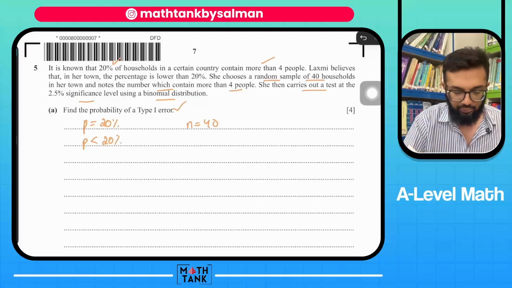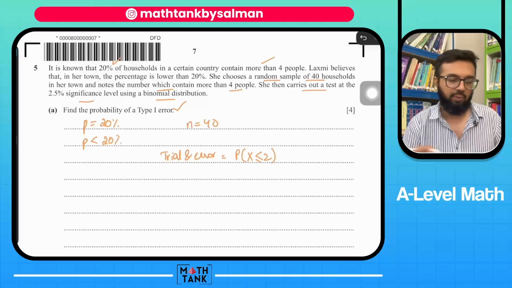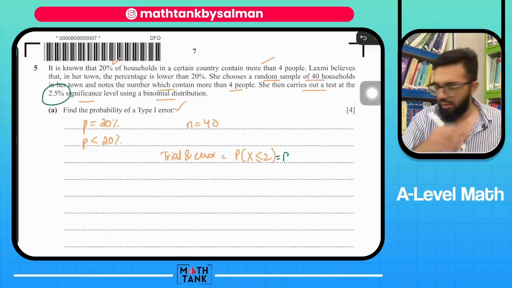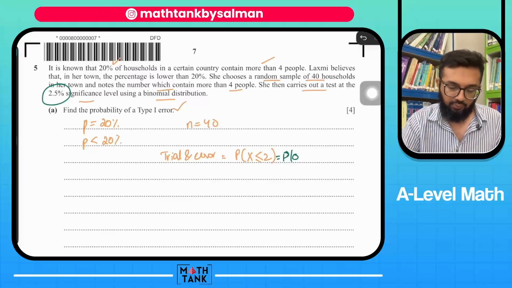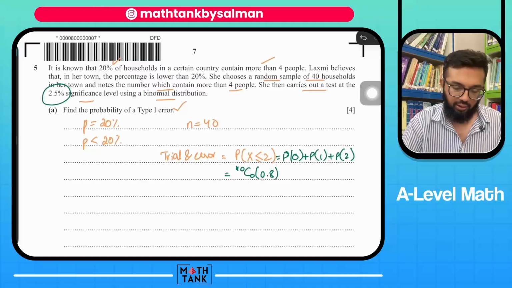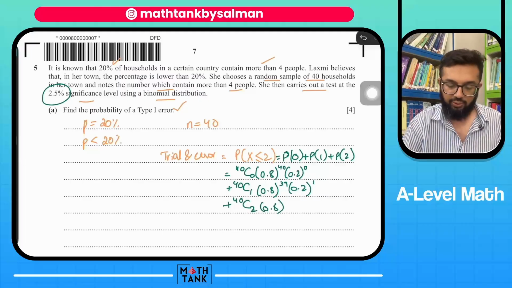So type 1 error is always through trial and error. What number am I going to try? I don't know for sure. I am first trying out the probability of x less than or equal to 2. My judgment will be based on whether it reaches the significance level or not. So 0, 1, and 2. So 40C0 times 0.8 to the power 40, plus 40C1 times 0.2 times 0.8 to the power 39, and so on. You have to write this once so that when you're doing trial and error, the examiner knows exactly what numbers you've taken.